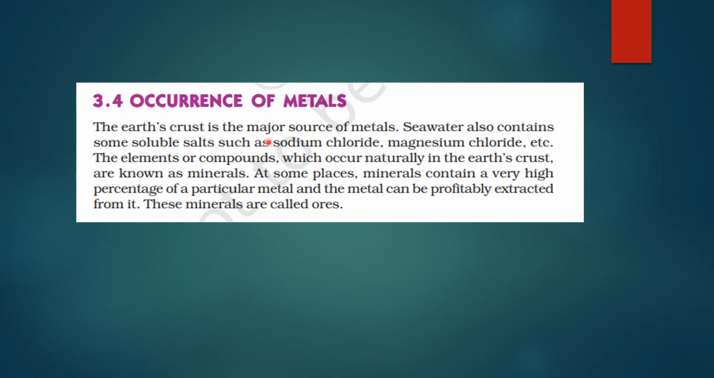So we begin with occurrence of metals. The Earth's crust is the major source of metals. Seawater also contains some soluble salts like sodium chloride, magnesium chloride, etc. The elements or compounds which naturally occur in the Earth's crust are called minerals. This is a very important definition, so just learn this definition.